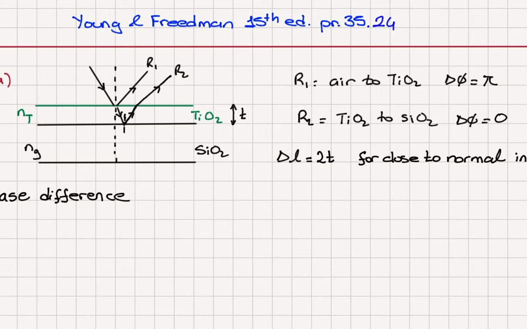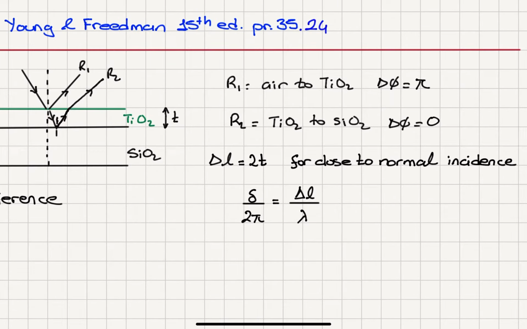Now we have an equation: the phase difference delta divided by 2 pi is equal to the path difference delta L divided by lambda. So a phase difference of 2 pi corresponds to a path difference of lambda, which tells us that the phase difference that will develop due to this path difference will be equal to 2 pi over lambda times the path difference, which is 2t.